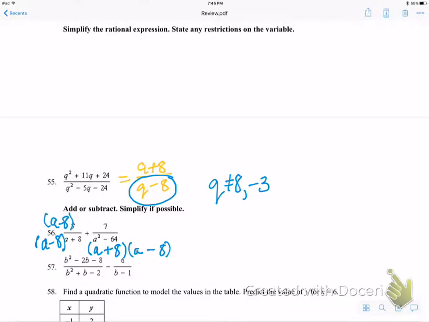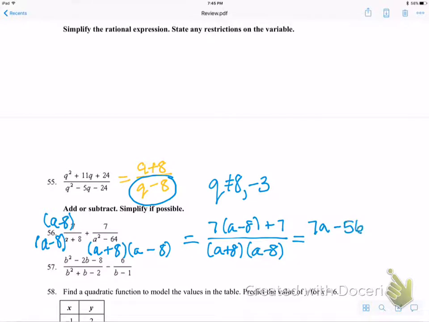And now I can add the numerators together. So I have a 7 times a minus 8 plus 7 divided by a plus 8 times a minus 8. And when I simplify the numerator, I get 7a minus 56 plus 7 divided by a plus 8 times a minus 8.